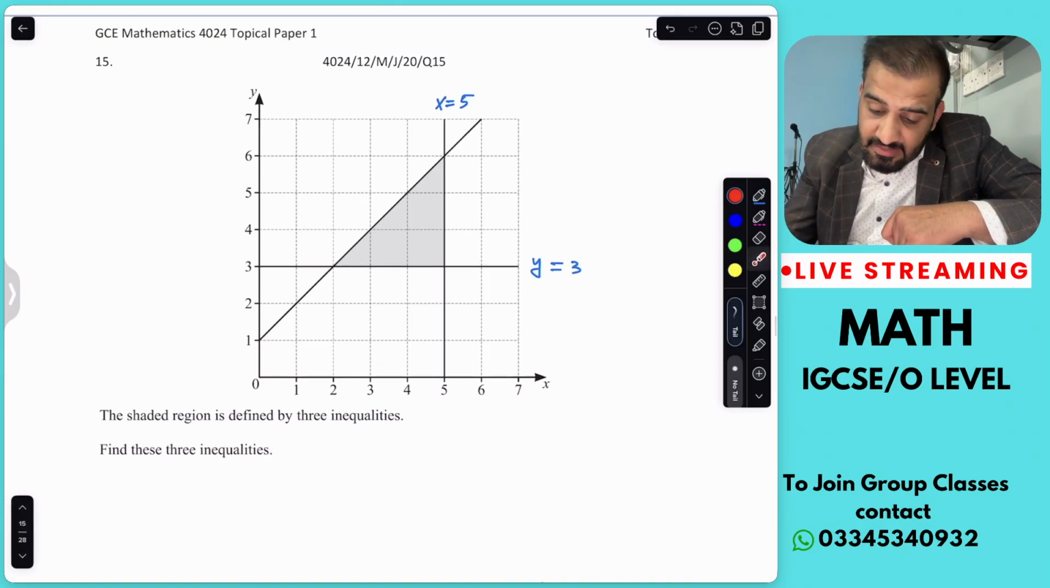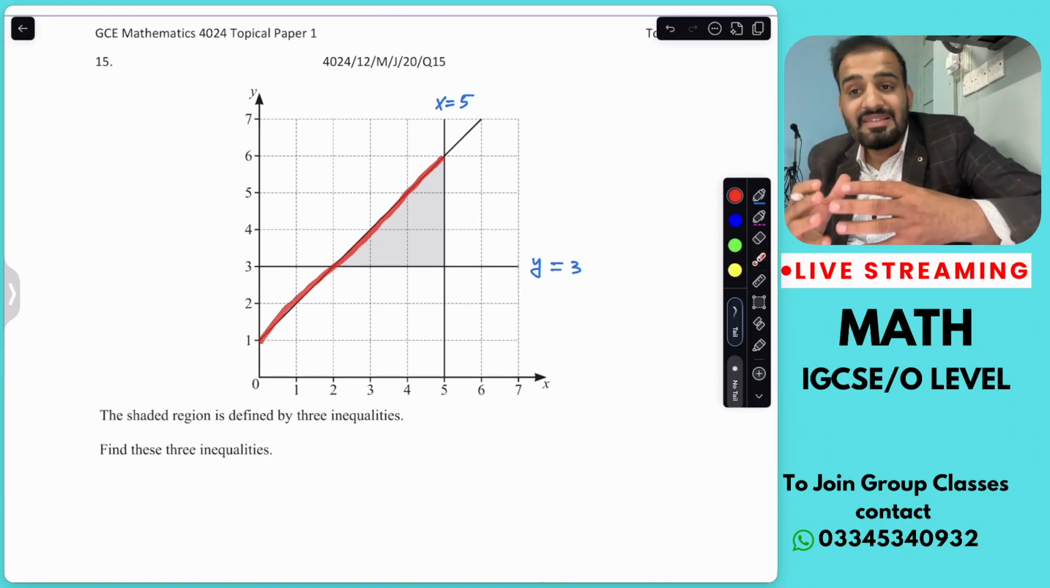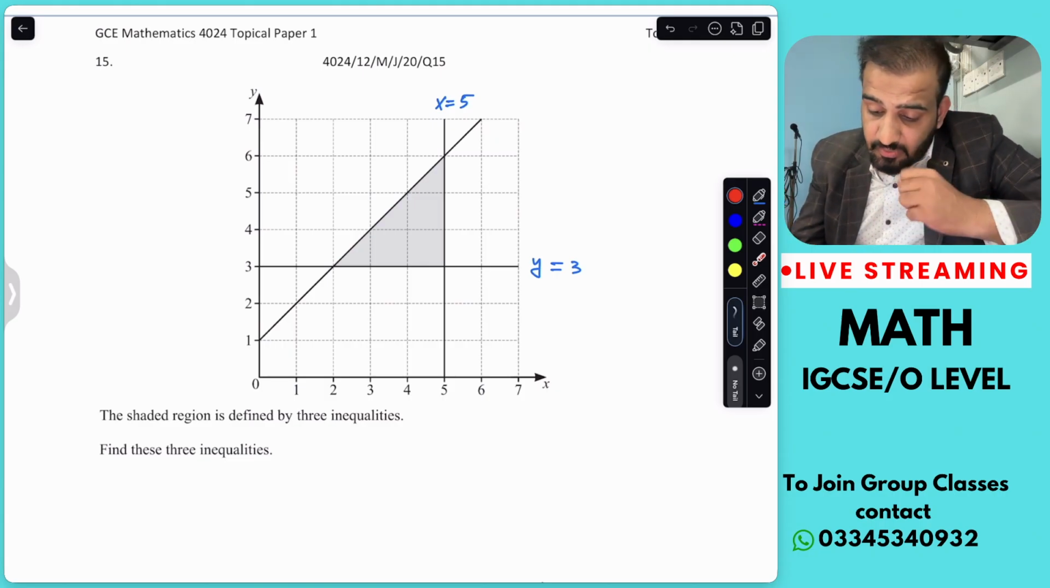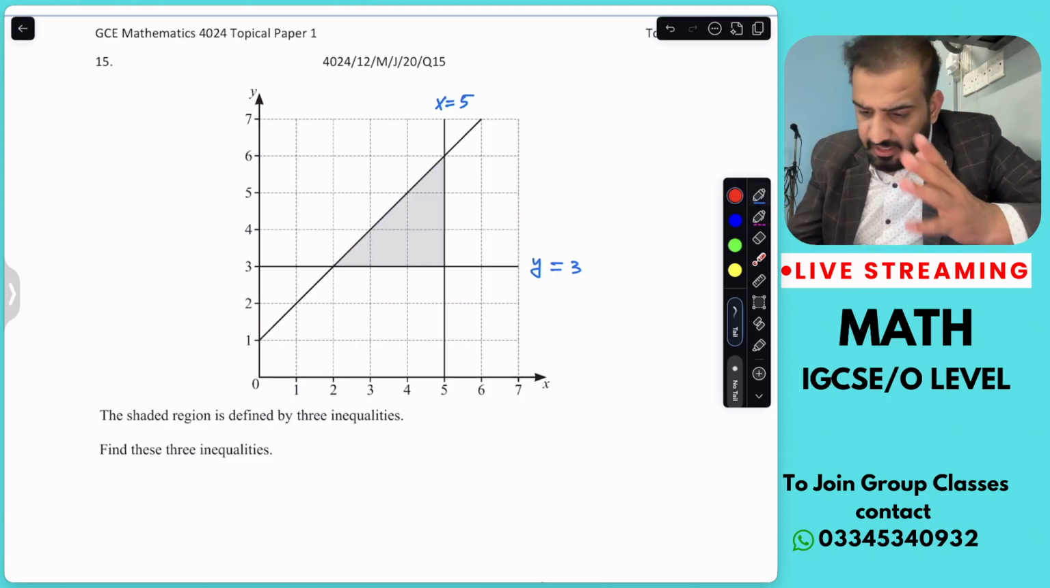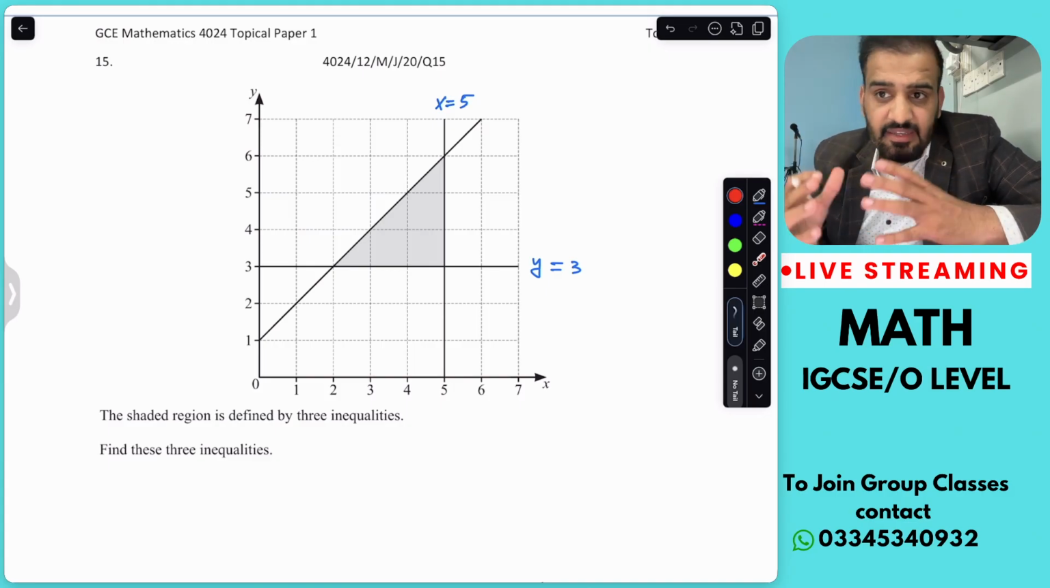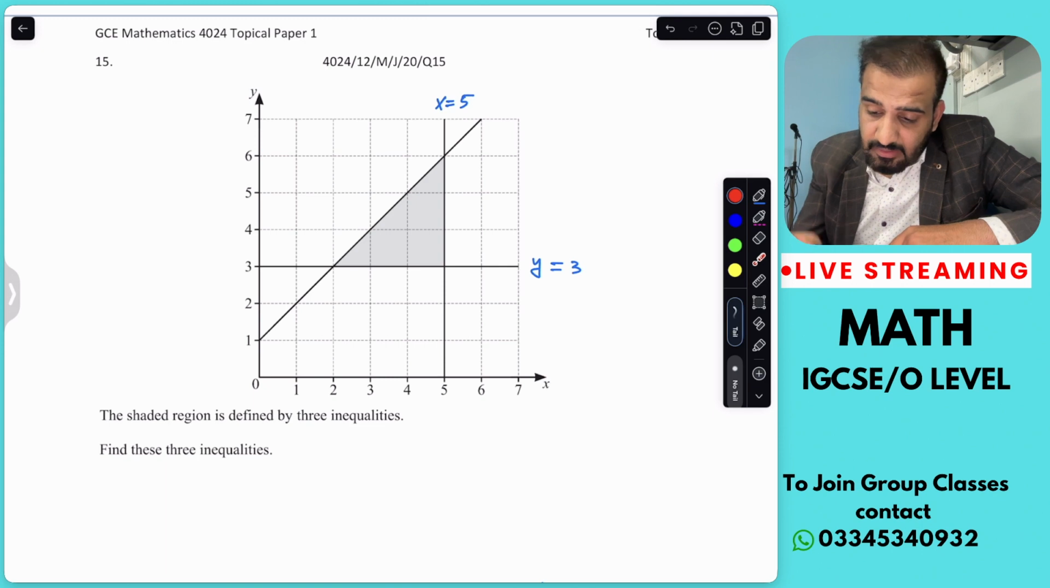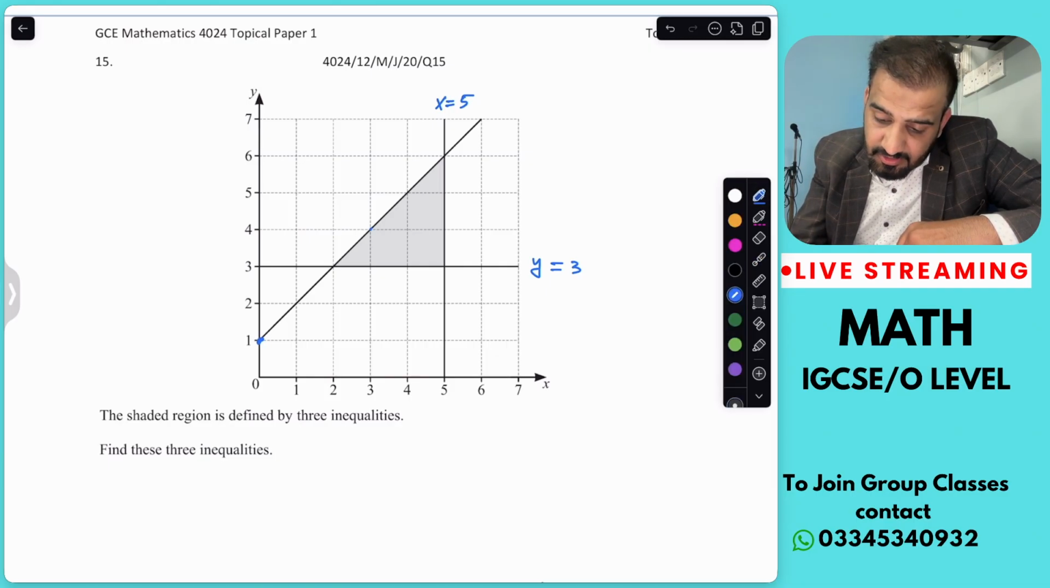The last line is this line. First you will find its equation. There are multiple ways. Either you can find the gradient first of all using rise over run, or you can locate some points. Let's take this point and this point.